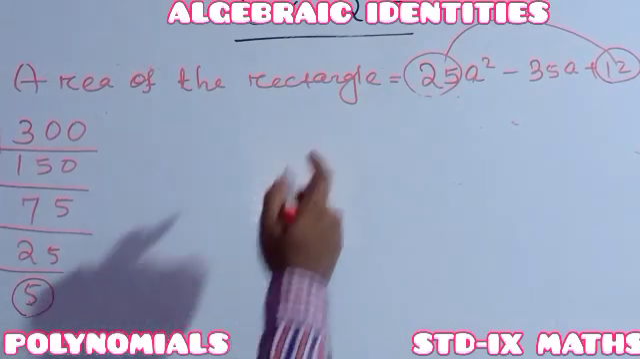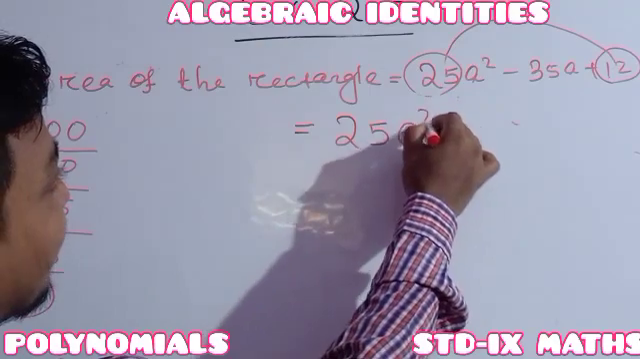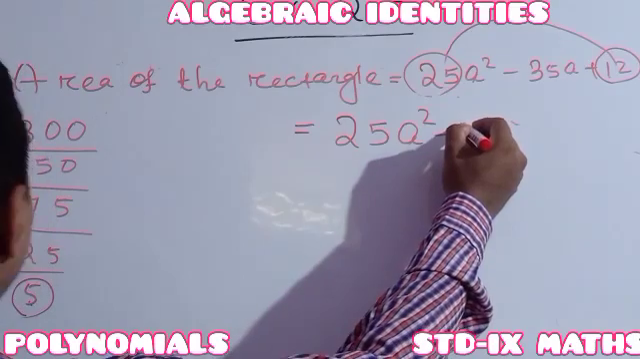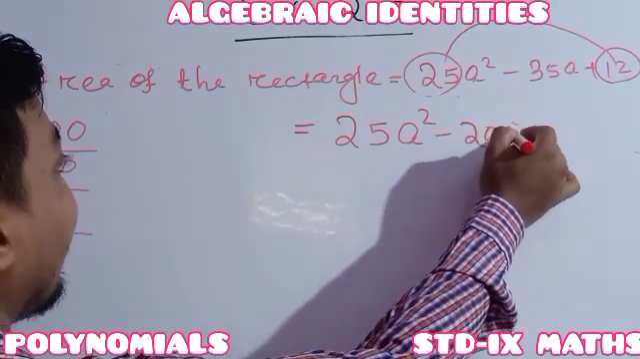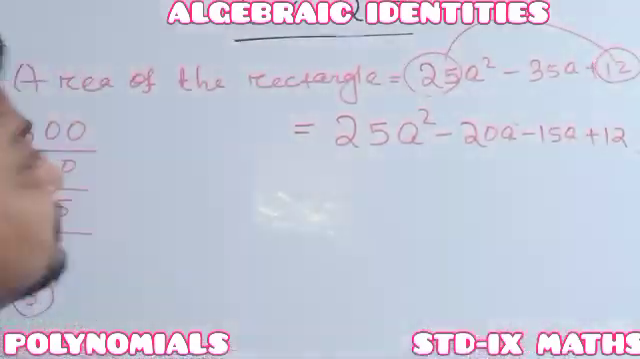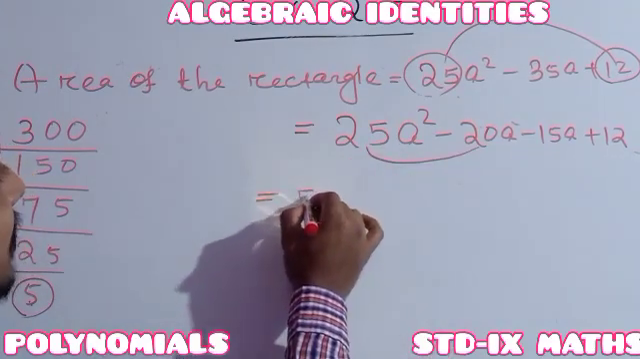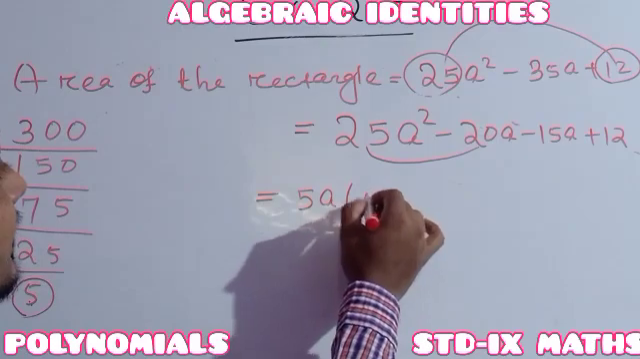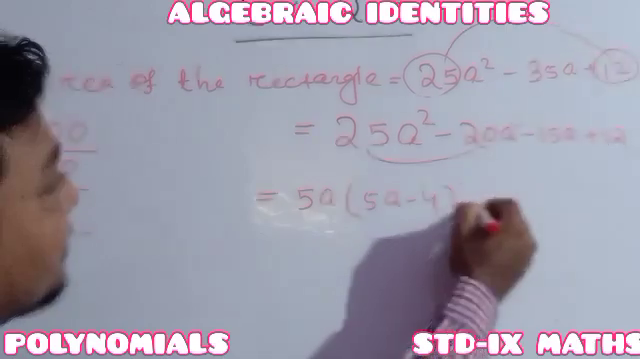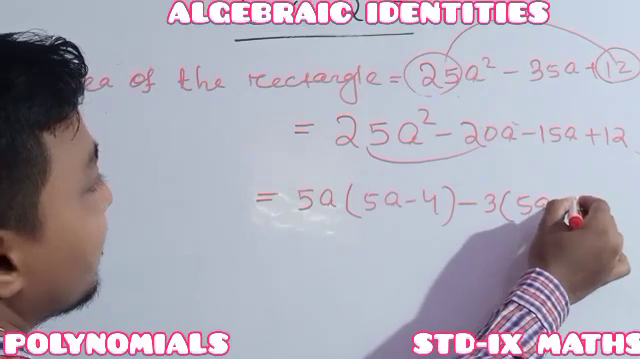The middle term can be broken just like this. 25a² minus 35a, I can break it as minus 20a minus 15a plus 12, which is equal to, from the first two I can take 5a as the common, here it is 5a minus 4, and there, minus 3 can be taken as the common, 5a minus 4.